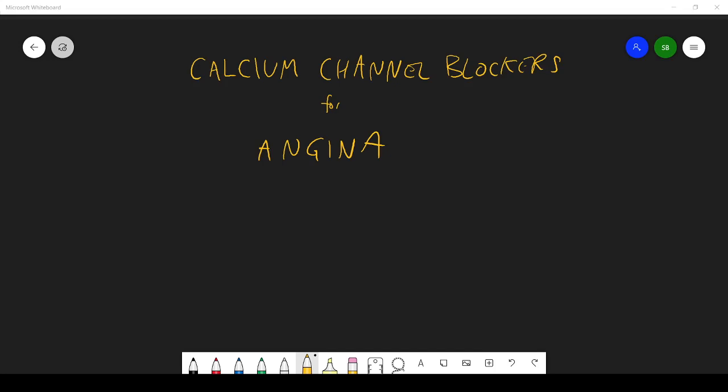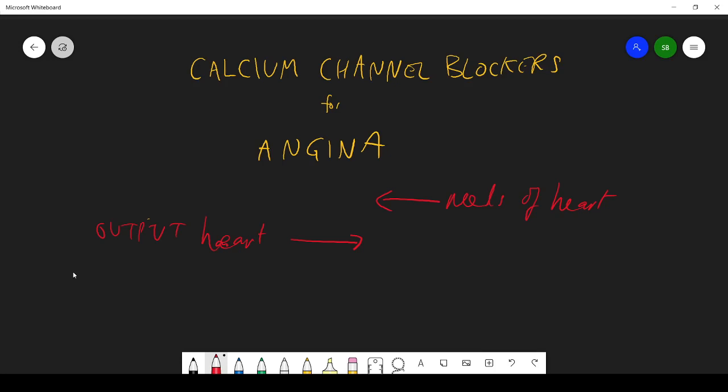How do we use calcium channel blockers to treat angina? Well, remember that the basic problem with angina is that the output from the heart is less than the needs of the body, specifically the need of the heart's own oxygen supply.